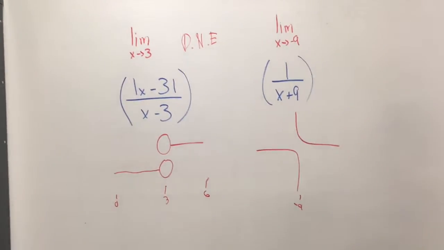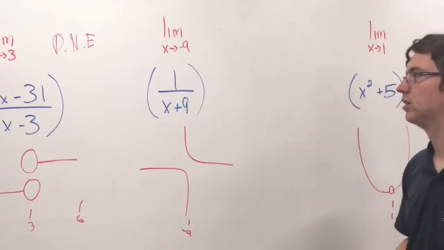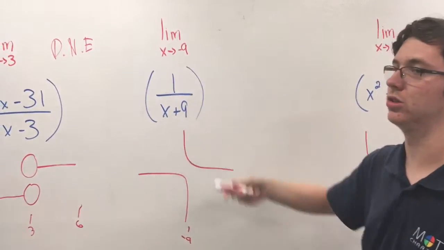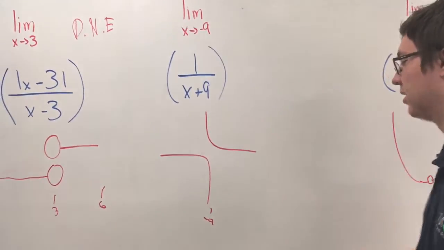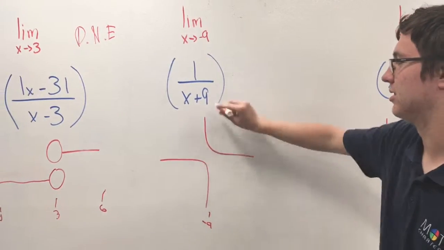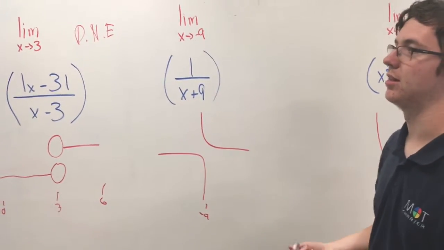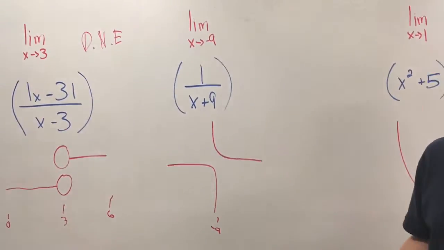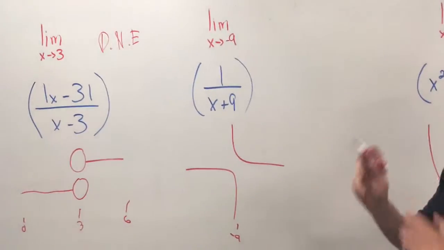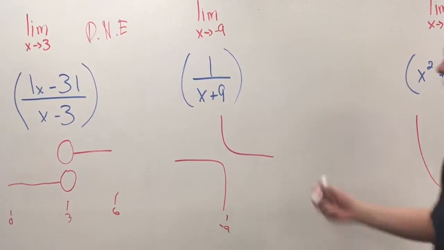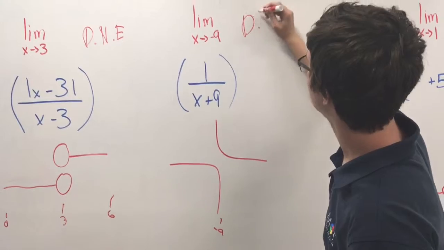And here we have a limit getting closer to -9. The equation is 1 over x plus 9. As you can see, it creates this sort of two-line thing. Since it doesn't get closer to anywhere and is approaching the y value in two different directions, the limit would not exist. So this would also be does not exist.